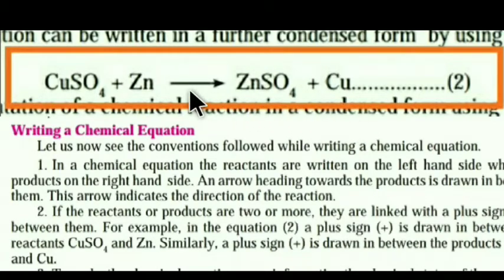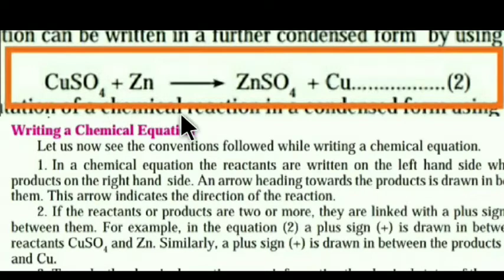There is an arrow in between the reactant and product, heading toward the product, that is, this arrow indicates the direction of reaction. In second, if reactants and products are 2 or more than 2, then there is a plus sign linked in between them.